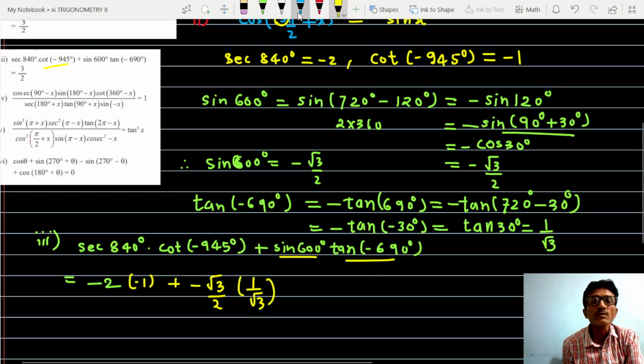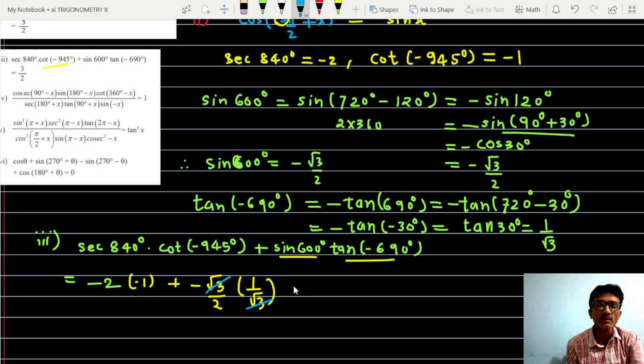Now this root 3 is getting cancelled. Minus 2 into minus 1 gives us 2. And this is minus 1 upon 2. So clearly it is 2 minus 1 by 2, which is 3 by 2, which is the RHS. This is what we had to show.